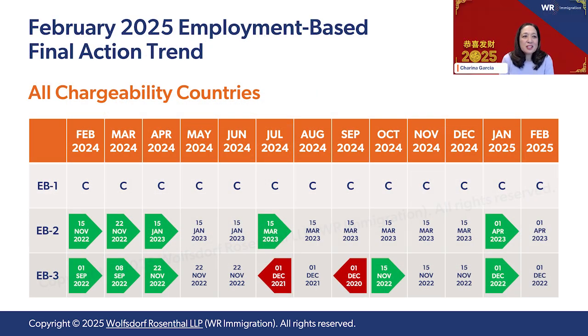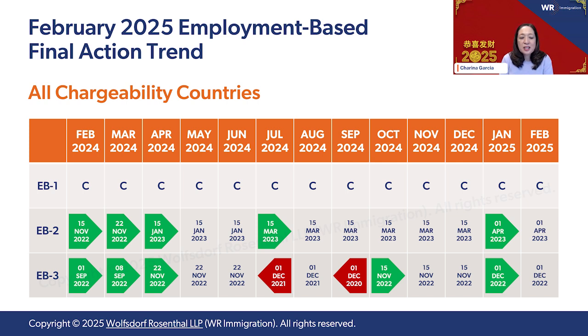So this is February 2025 and the final action trend for rest of world or all chargeabilities. And we see for EB1, it's current across the board, as you said. And then EB2 was inching a little slowly from February 2024, moved up March, April, and then held from May and June, and then moved up a little bit again in July, and then has been holding steady until January 2025 and moved up by a couple weeks, and now is just staying there.